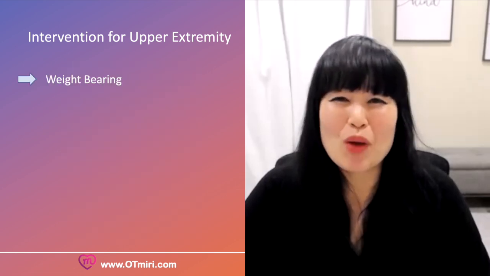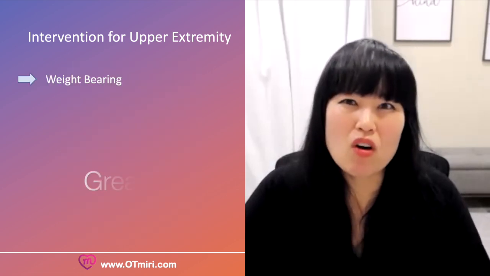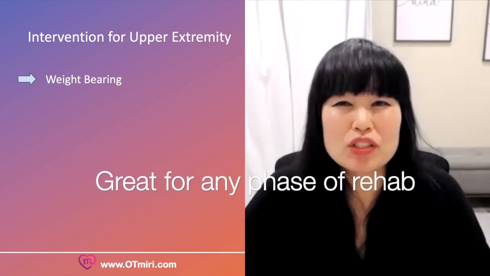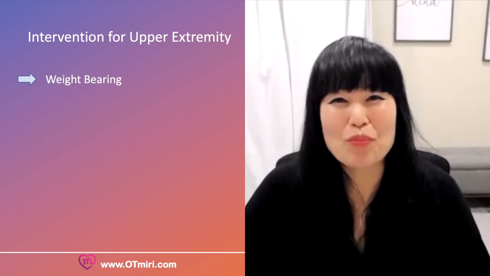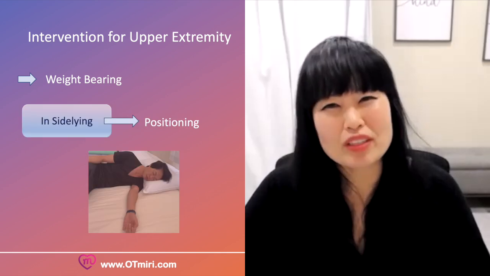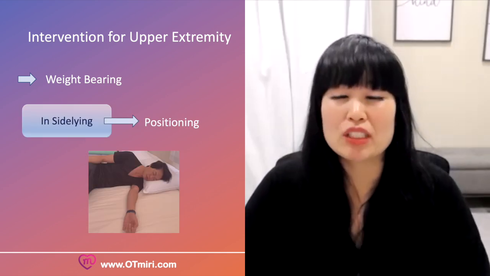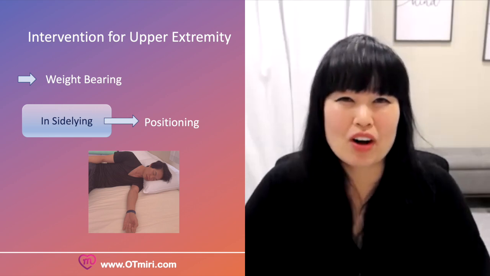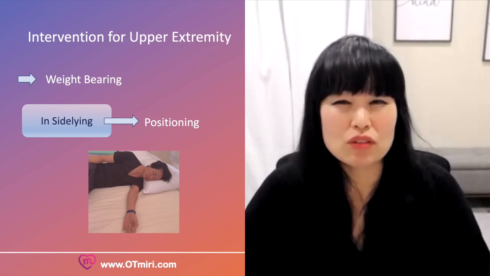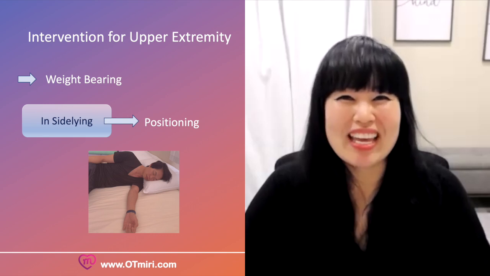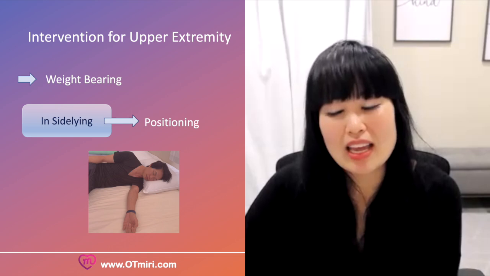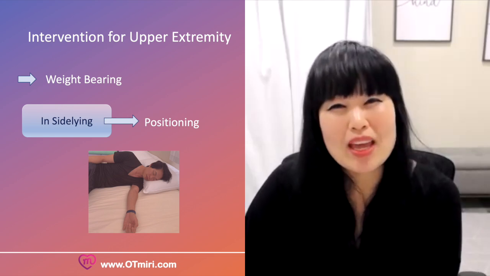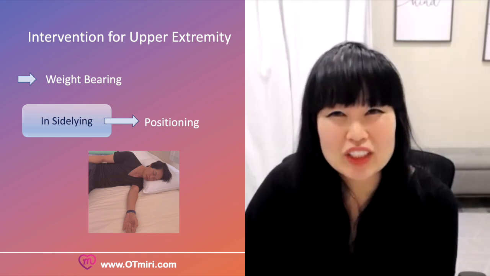First one we're going to talk about is weight bearing. Now, weight bearing can begin almost at any stage of rehab, even during the acute phase when the patient is in bed. And we can do that through positioning, which is especially important to start as soon as possible for patients who have little activity in the upper arm. So one of the things that you can do is to get your patient in side lying on the involved or the affected side with the elbow extended and the scapula in protraction.